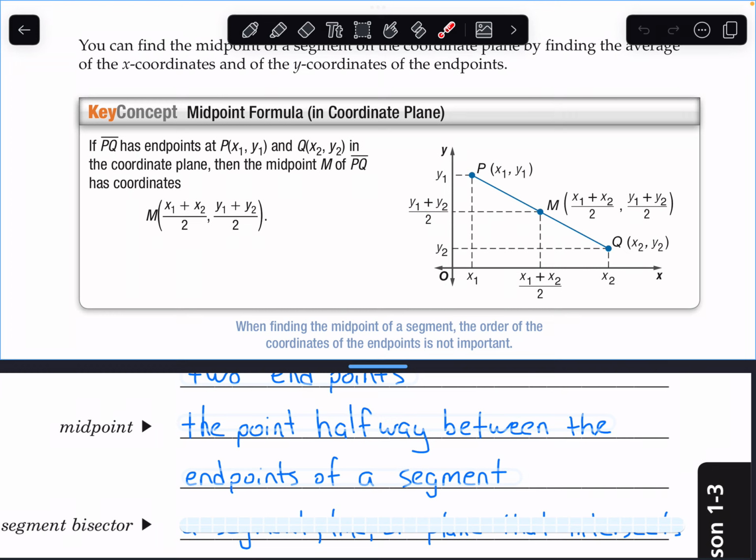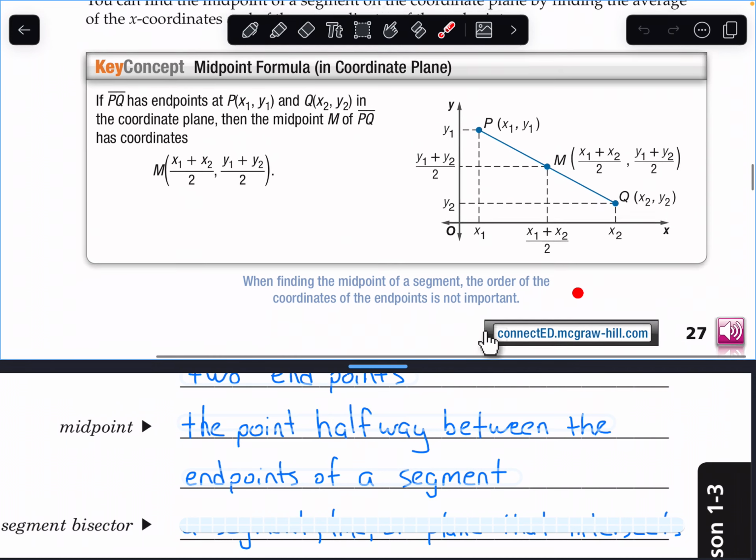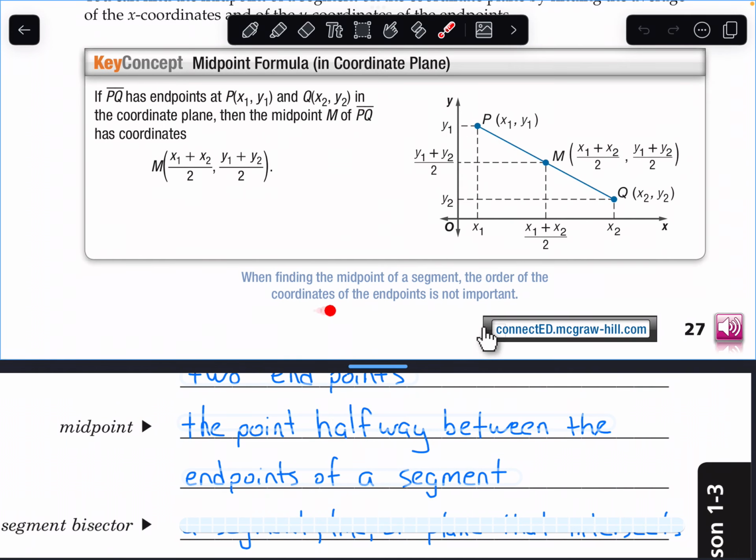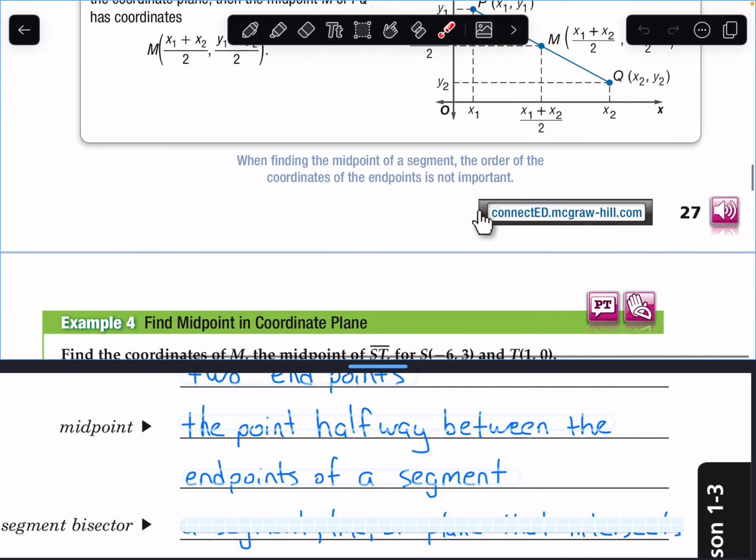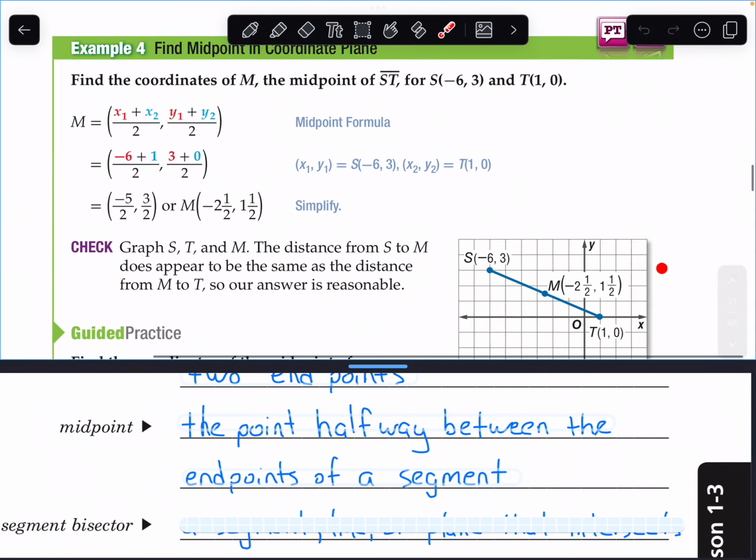And then when you line both of them up, you get the coordinates of the midpoint M: x1 plus x2 over 2, comma, y1 plus y2 over 2. And again, the order of the coordinates of the endpoints is not important. But what is important is the order: x first, y second. That is how we always do coordinates on the Cartesian plane.